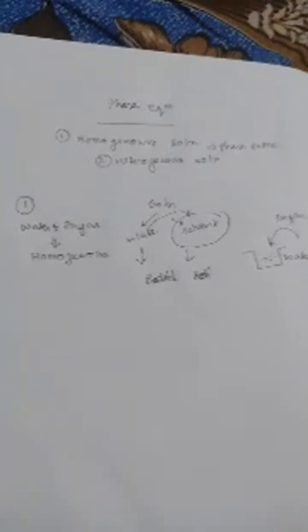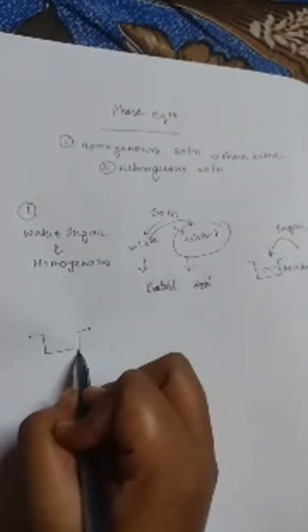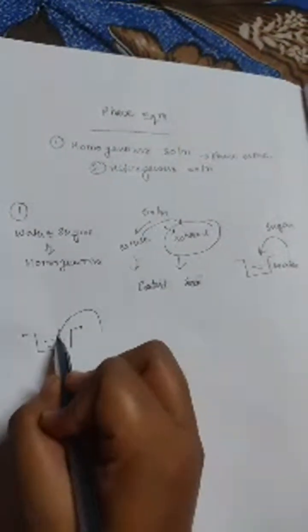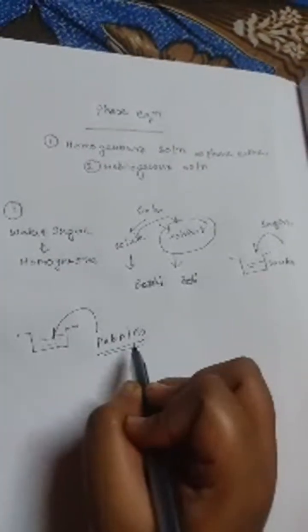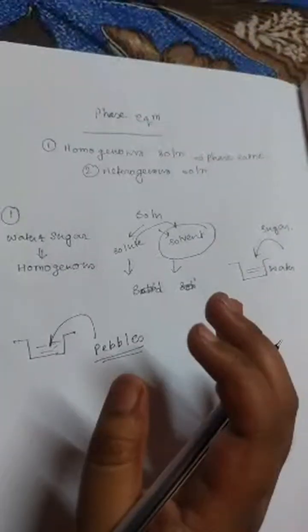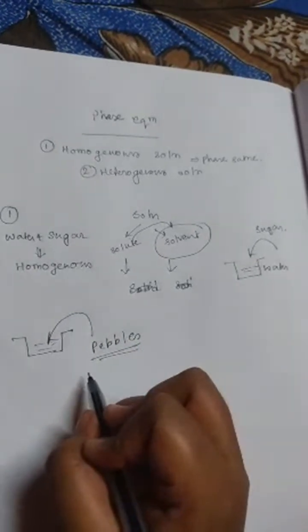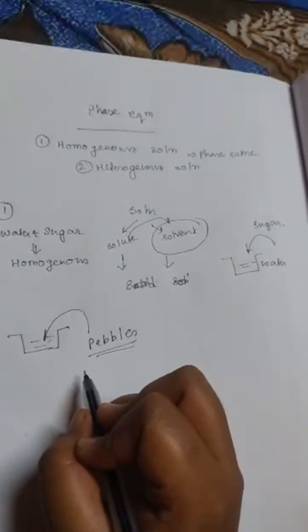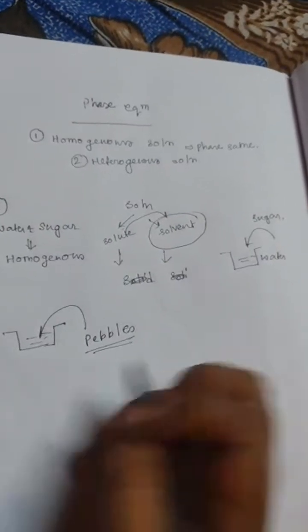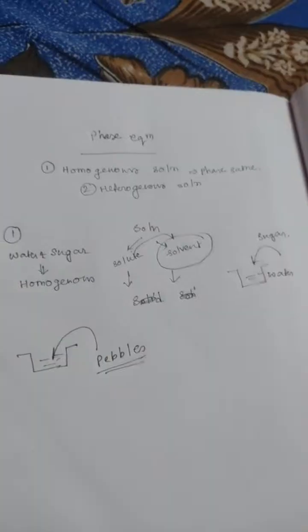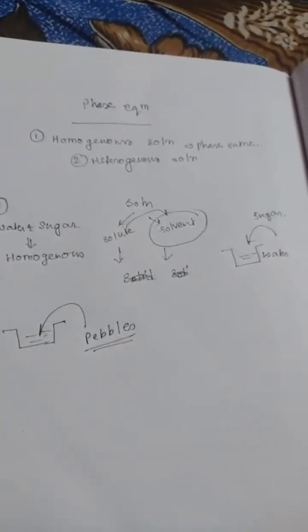But for heterogeneous, suppose you add water and you add pebbles. Pebbles, meaning stones, are always separable by a mechanical pathway. Pebbles can always be separated from water in a mechanical way. Clear?